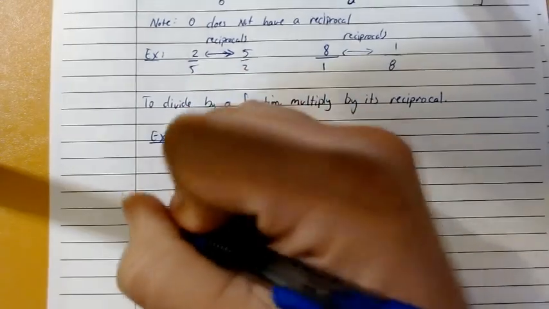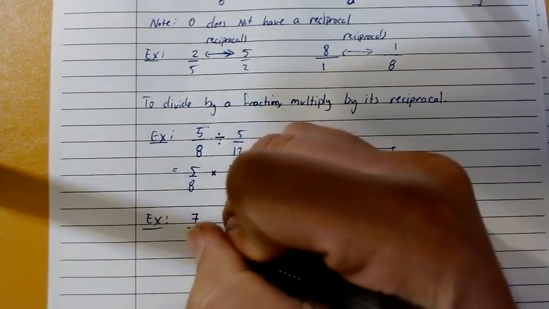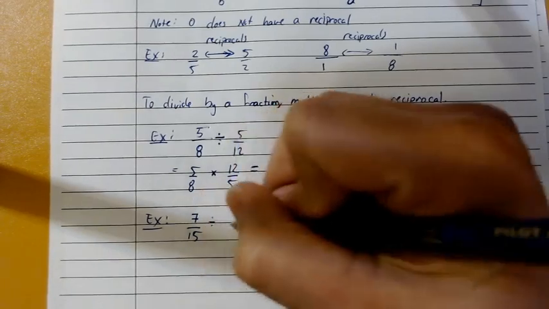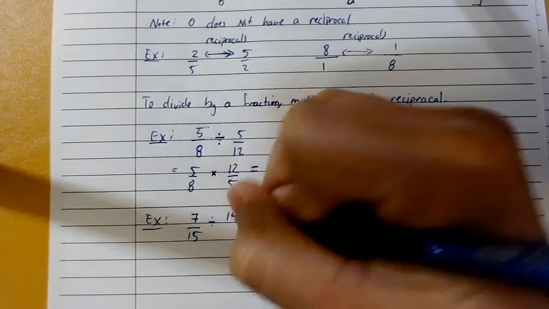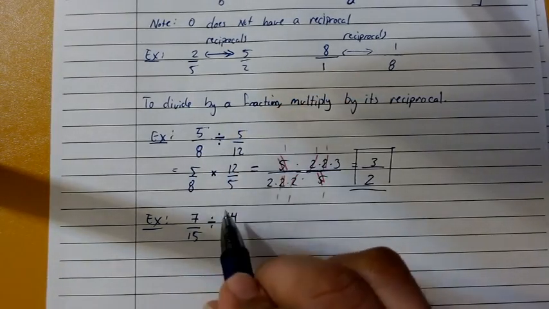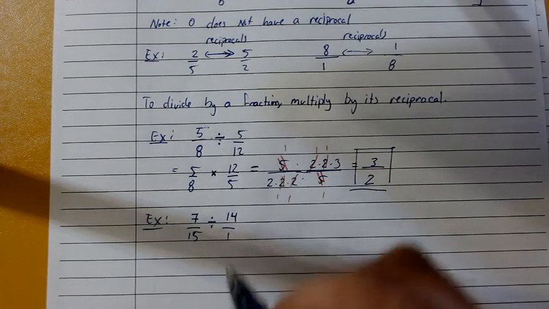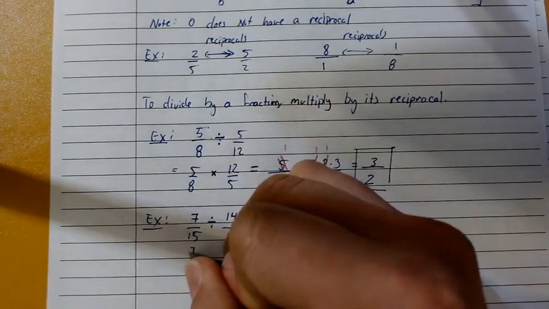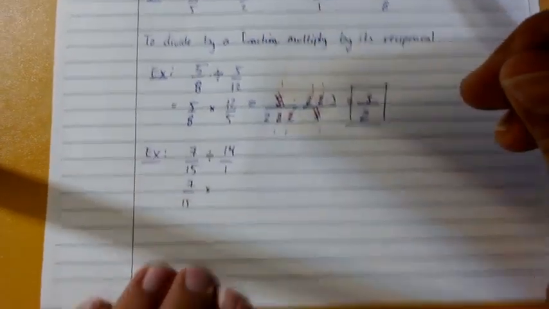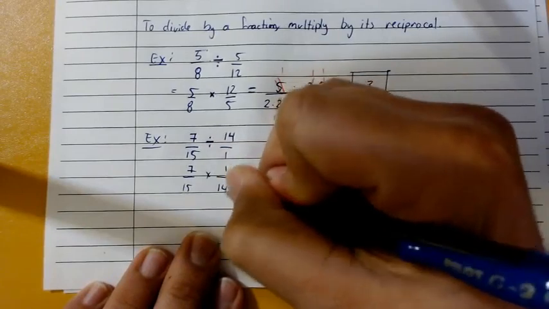So, as another example, let's say 7/15, and we're going to divide this by the number 14. Okay? This is a fraction, because you can think of it as being 14 over 1. So now, instead of dividing by this number, we're going to multiply by its reciprocal. You're going to leave the 7/15 the way it was. Division will become multiplication. And now 14 over 1 gets reciprocated to 1 over 14.